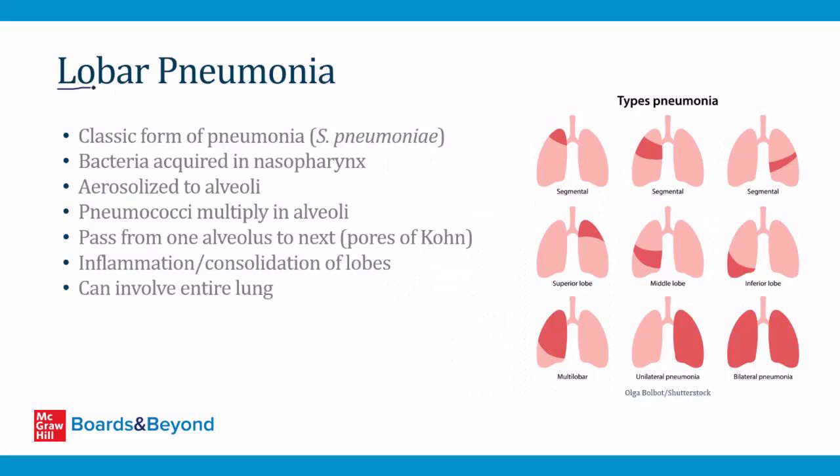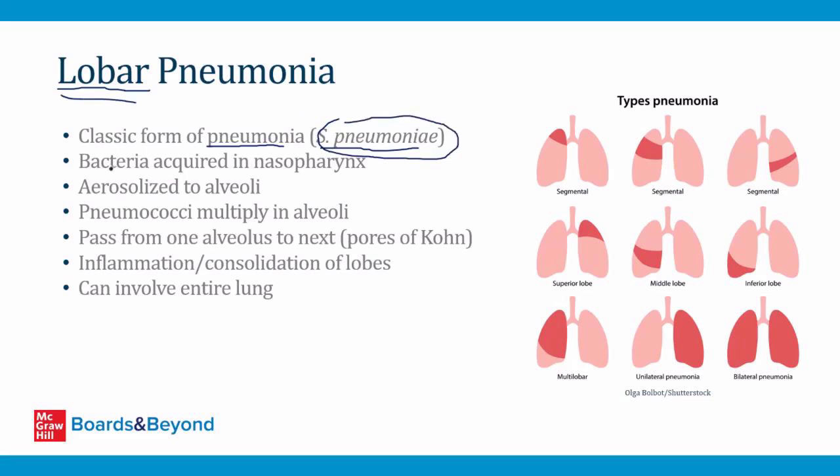So lobar pneumonia gets its name because it's a form of pneumonia where the infection often involves an entire lobe of the lung, like the left upper lobe or the right lower lobe. And this is the classic form of pneumonia infection, and it's classically caused by the bacteria Strep pneumoniae. In fact, the way this bacteria got its name is because it commonly causes lobar pneumonia.